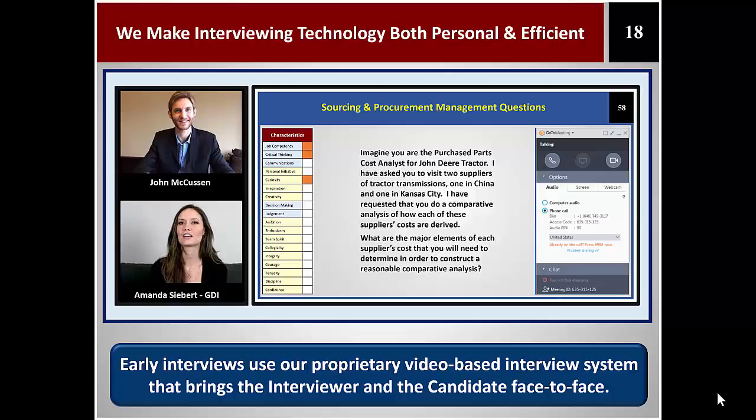We don't hide that from you. This particular narrative question on sourcing and procurement management that's on the screen now is really designed to give us information about your job competency, your critical thinking skill, and your level of curiosity. So it serves three purposes.